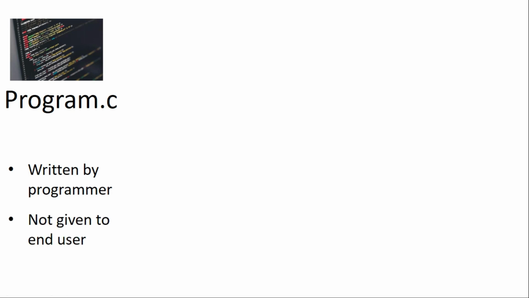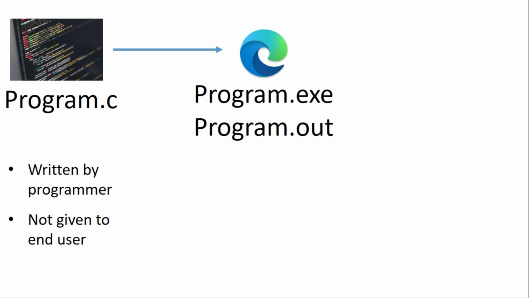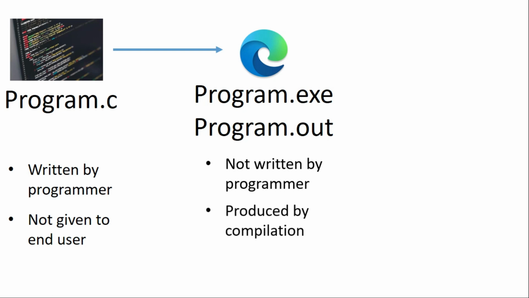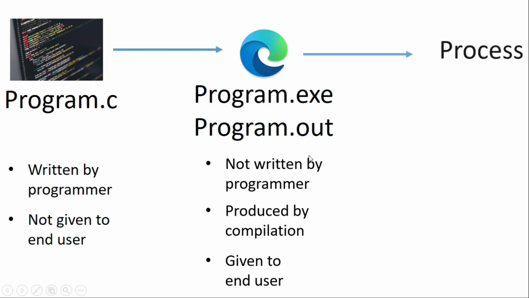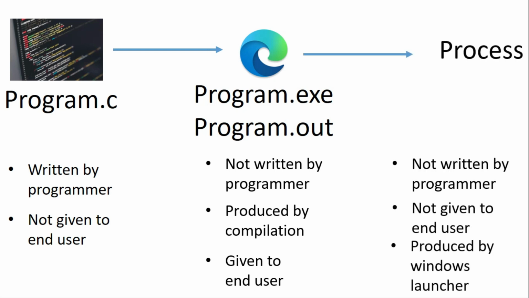So just to summarize what we have already seen, we can say that a source code having a .c extension is written by programmers. These files are not given to users but are used by software organizations to produce applications out of them. Next comes the application file which has .exe or .out extension. This file is not written by a programmer but is converted from source code via a compiler. This application file is actually given to the end user. When a user launches this application file via the Windows launcher, then this application gets converted to a process.